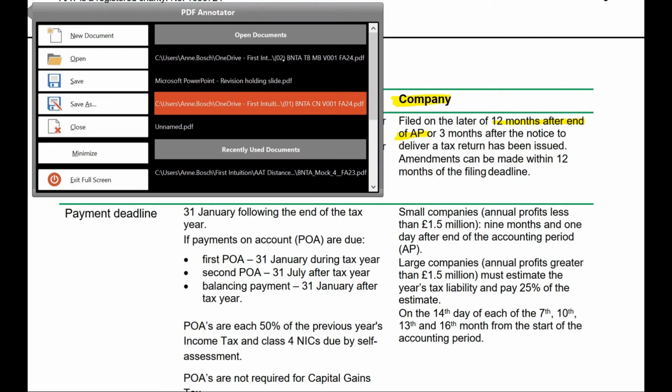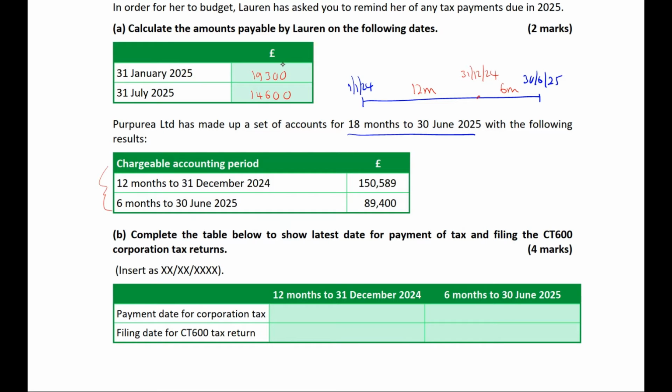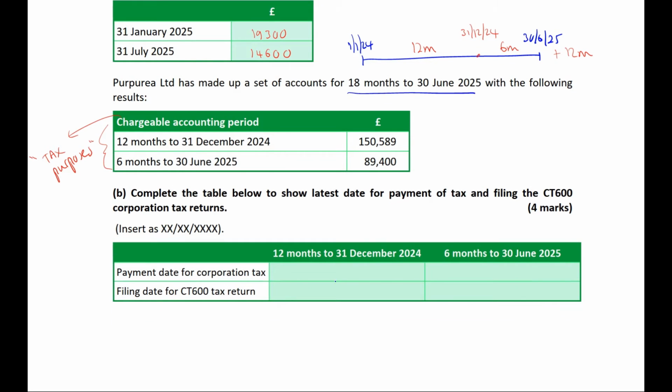So it doesn't specify a chargeable accounting period, it just says the accounts period. A chargeable accounting period is just for tax purposes. The accounts are quite happy with their 18-month period. We only have to split into the 12 months and then the rest for tax. Otherwise, we really are quite happy with our accounts period, which runs from January through to June. So, if I'm looking at 12 months after the end of my accounting period, that would take me until June of 2026. So a little bit of an oddity here, because both returns are based on the end of the accounting period.